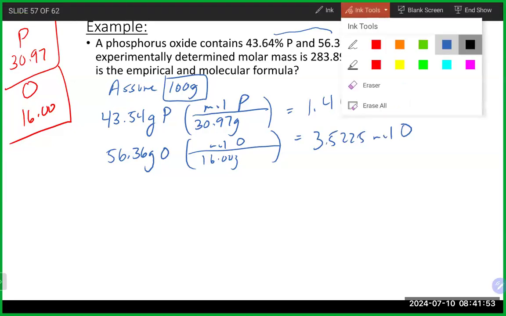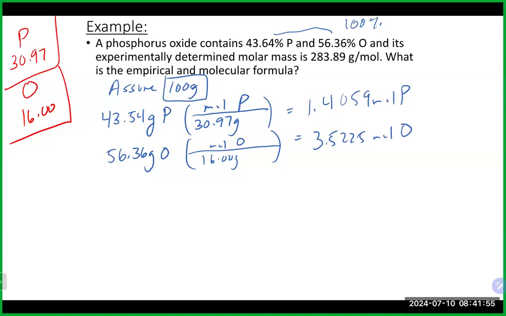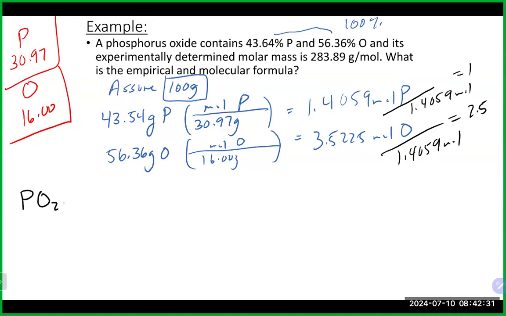Obviously here we are not given the empirical formula, which is necessary to calculate the molecular formula. So we're going to be calculating our empirical formula first. We want to divide by the smallest number of moles, which in this case is the phosphorus, so we divide everybody by that. For the phosphorus, that gives us a 1. For the oxygen, we do not get a 1. We get a 2.5. So this would give us an empirical formula of PO2.5.